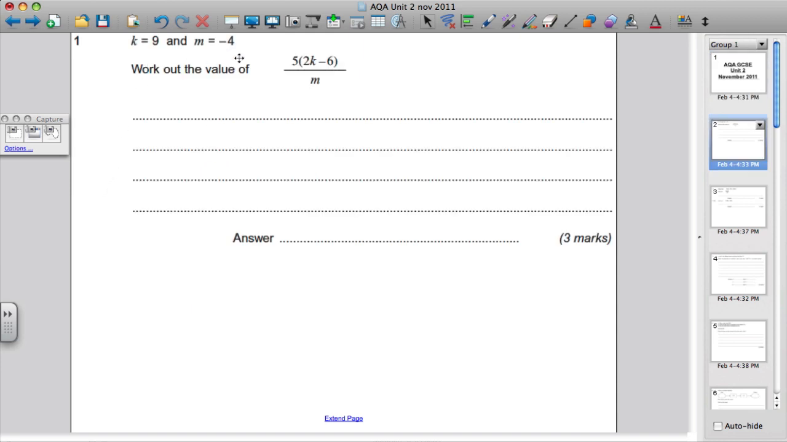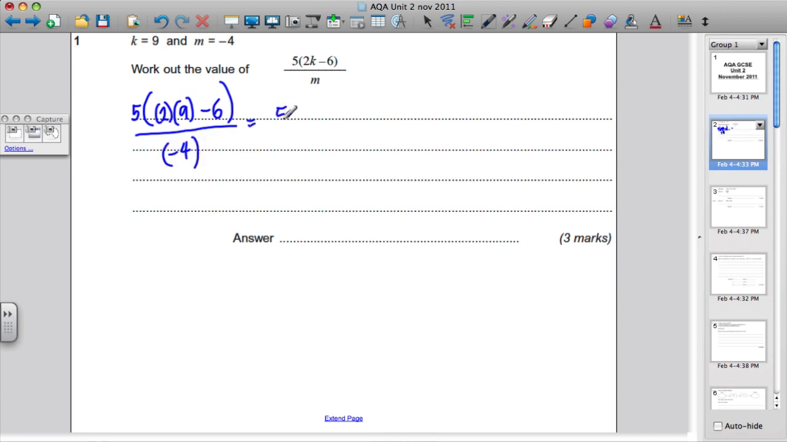K is 9, M is -4, work out the value of this expression. A simple substitution. Okay, let's write down the expression with the substitution in it. So we've got 5 brackets 2 multiplied by 9, then subtract 6, and all divided by -4.